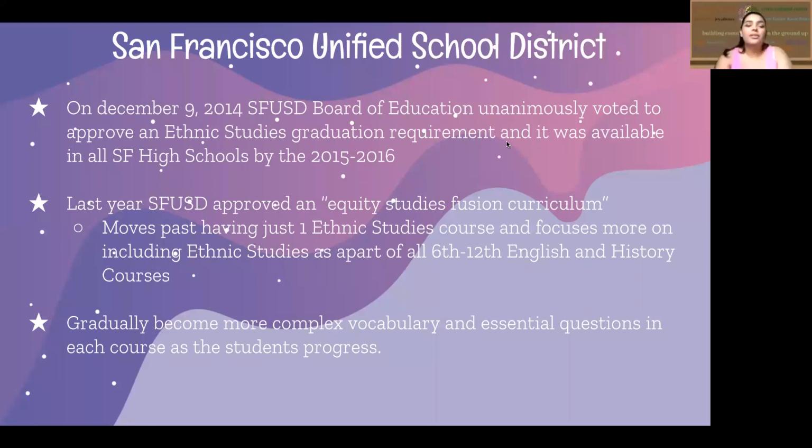So from that, we're going to be looking at San Francisco Unified School District in more detail. Obviously, San Francisco State University was the first college to get ethnic studies implemented on the college level. And San Francisco Unified School District has done a lot to continue that legacy as a vocal point for ethnic studies, and has made ethnic studies a graduation requirement for all high school students. On December 9th, 2014, the SF Unified School District Board of Education unanimously voted to approve an ethnic studies graduation requirement, and it was available in all San Francisco high schools by the 2015-2016 school year. So it's been happening there for a few years now.